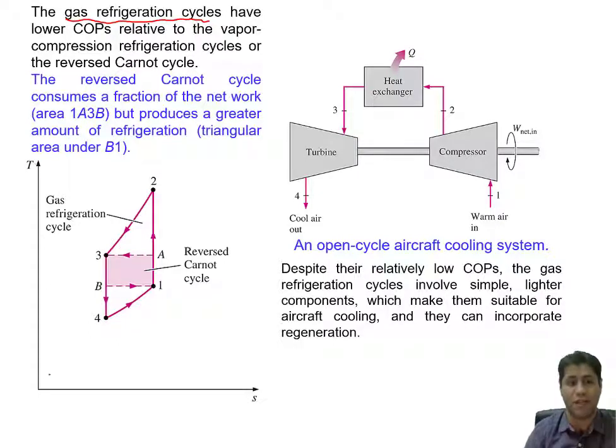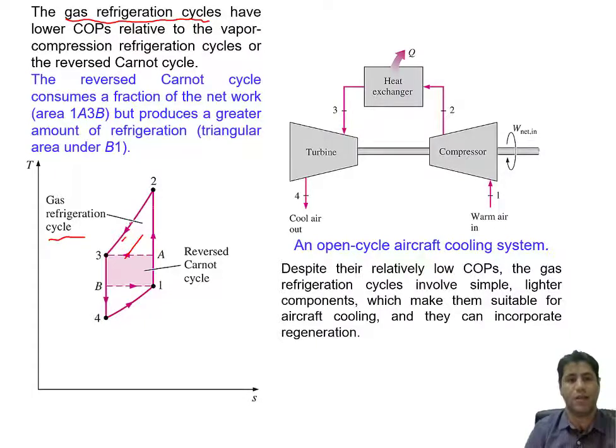The reason is here in this TS diagram. This cycle 1A3B is the reverse Carnot cycle. The area of the cycle, as you know, in a TS diagram, represents the required input for that cycle. So you can see here the area for 1A3B is smaller than the area for the gas refrigeration cycle, which is 1, 2, 3, 5. You can see this area is much less than this whole area. So it needs a lower amount of work input.